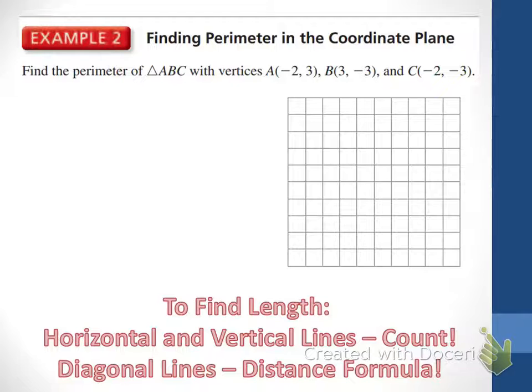So, vertical and horizontal, you count. Diagonal, you absolutely cannot count. You have to use the distance formula. So, diagonal distance formula. I would highlight that so you can find it later on. Just put a box around it so you can find it.